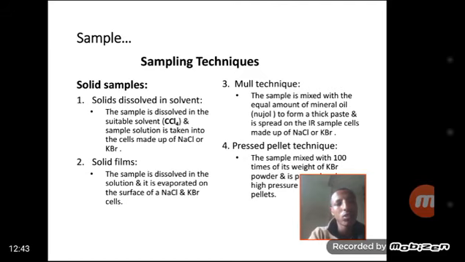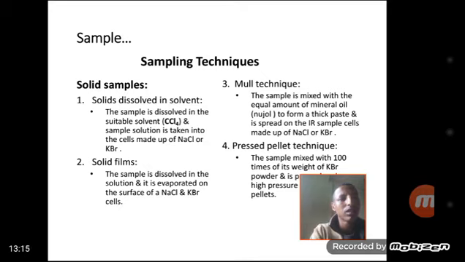The other is solid film. The sample is dissolved in a solution and evaporated on the surface of sodium chloride or potassium chloride cells. These films are detected by the IR radiation. The other sampling technique is the mull technique. That means the sample is mixed with an equal amount of mineral oil to form a thick paste.